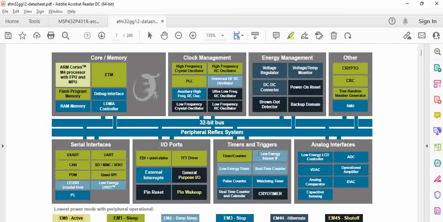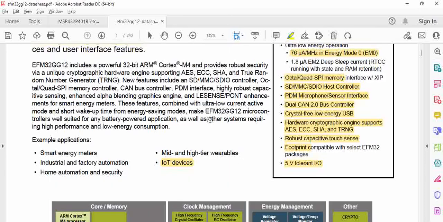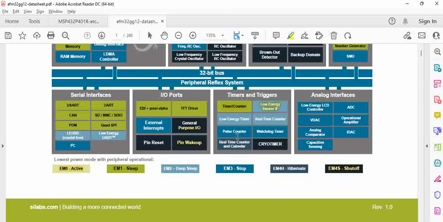So one additional thing is the low energy sensor interface. This is a very important thing. And in this particular microcontroller, we have something called LE sense. So we will see in the next slide, or you can see here, LE sense. So LE sense, low energy sense.